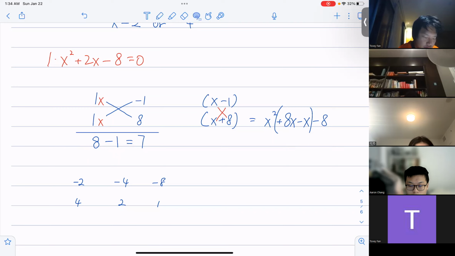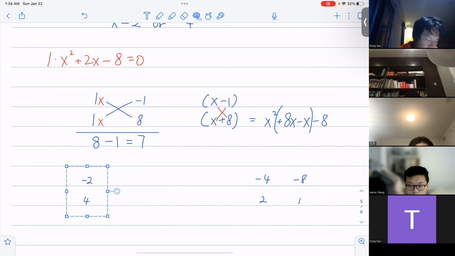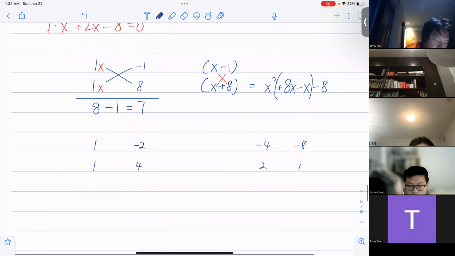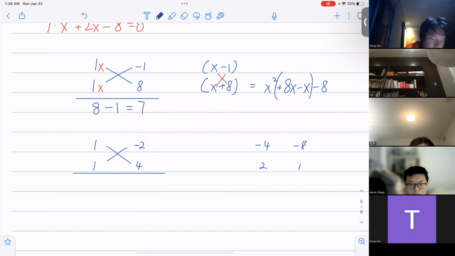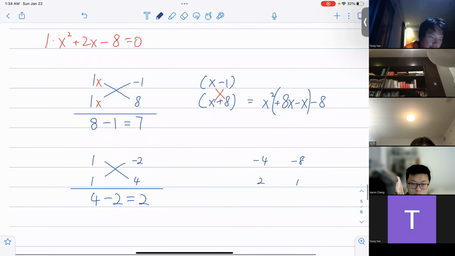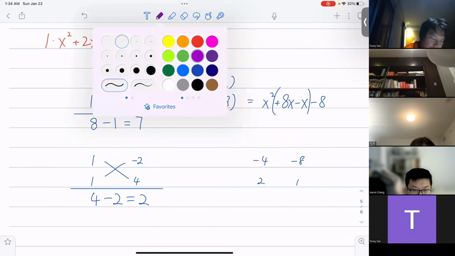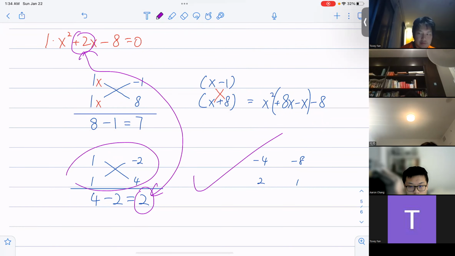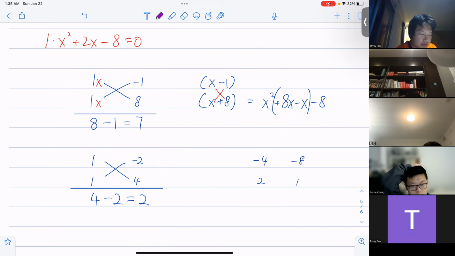That means you can try the second group of numbers. You try 1 and 1 here. Again, you cross multiply and add. So 1 times 4 is 4, 1 times -2 is -2. You get 2. And now we see that this 2 matches the linear term here. That means this is the correct answer, because it gives you the 2. So there's no need to try further, and this will be the answer.